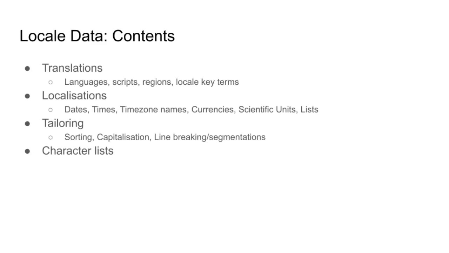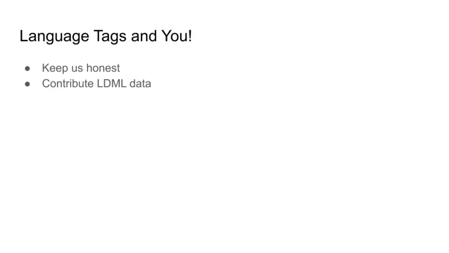So what can you do? Well, keep us honest. We know we don't know enough information about this. This is one of these things we know we don't know. If you know information about a language tag, and you look at the langtags JSON and you go, oh, that's rubbish, this is so wrong, please come and tell us, and we will try and sort it out.